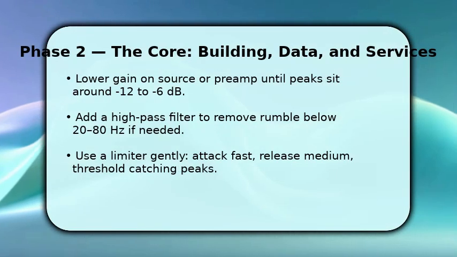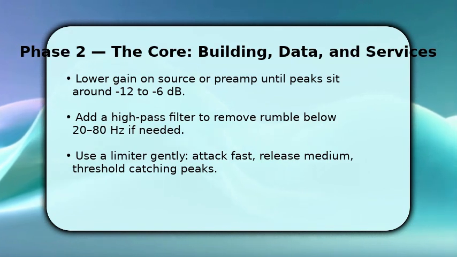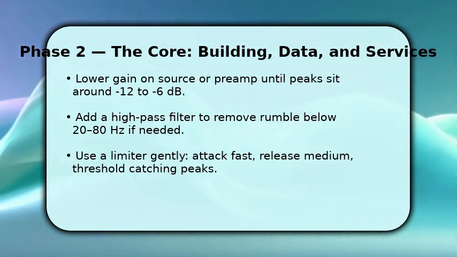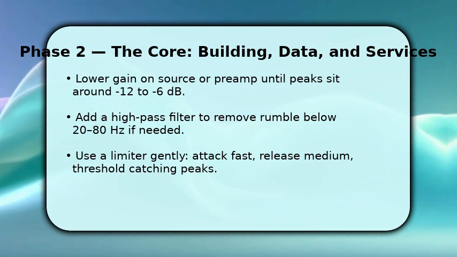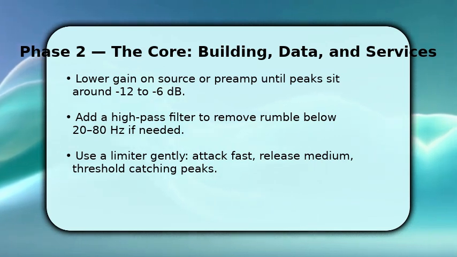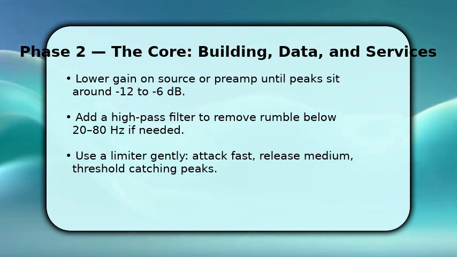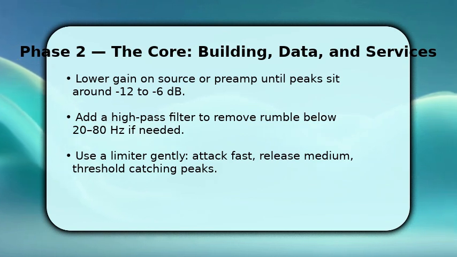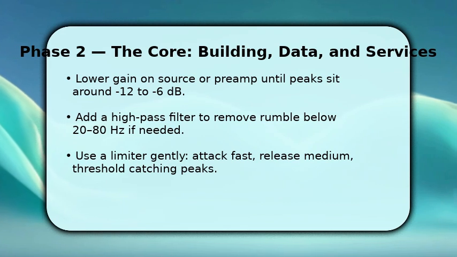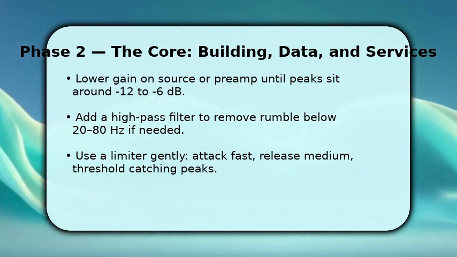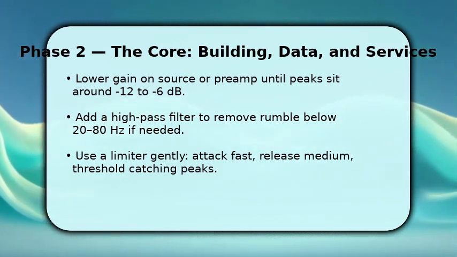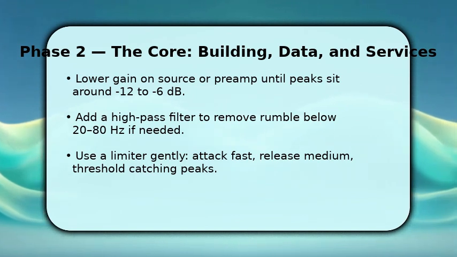Now you act on the cause. Reduce gain at the source, not just in software, because input clipping cannot be fully fixed later. Apply a high-pass filter to remove subsonic energy that eats headroom, and add a gentle limiter to tame transient peaks. Set attack fast and release medium so the limiter catches spikes without squashing dynamics. Once configured, run another recorded test and compare waveforms. Continue tweaking gain and threshold until peaks consistently sit below your target range.